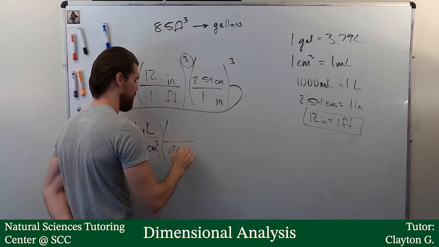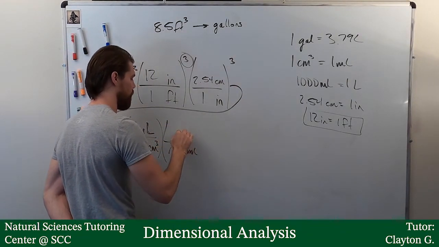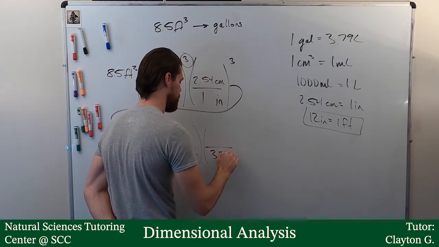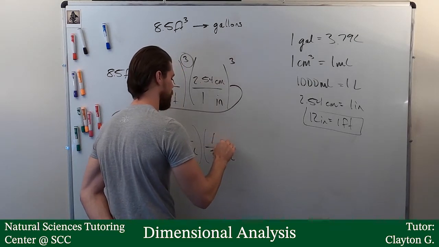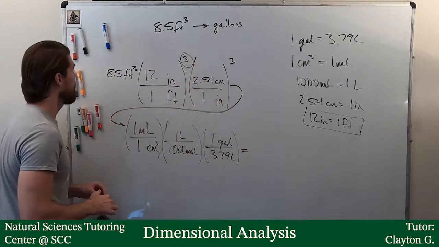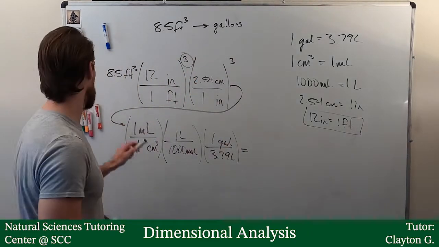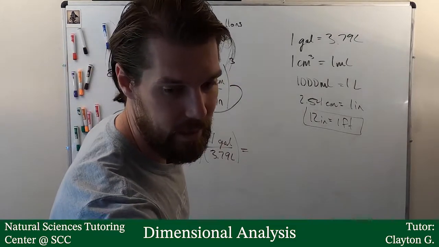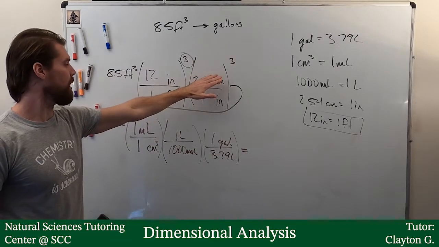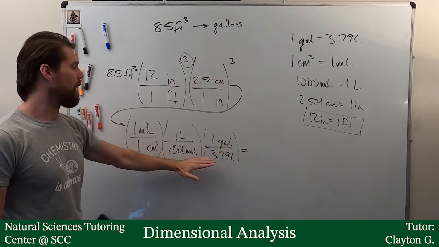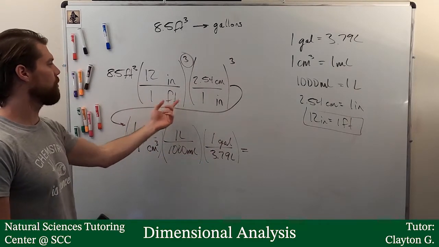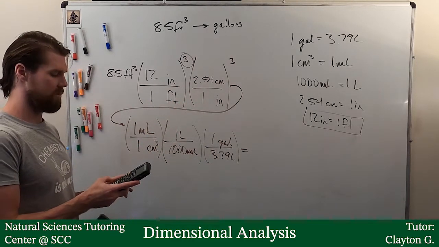For every 1,000 milliliters, I have 1 liter. And for every 3.79 liters, I have 1 gallon. Let's see how many gallons 8.5 cubic feet are. So now, once again, in my calculator, if it's on the top, I'm multiplying. If it's on the bottom, I'm dividing. So anything on the bottom of these fractions, I'm dividing. And of course, I'm going to ignore the ones because anything divided by 1 is itself.